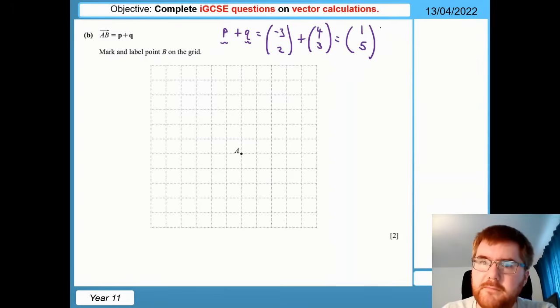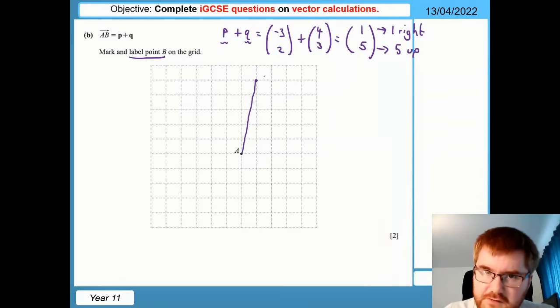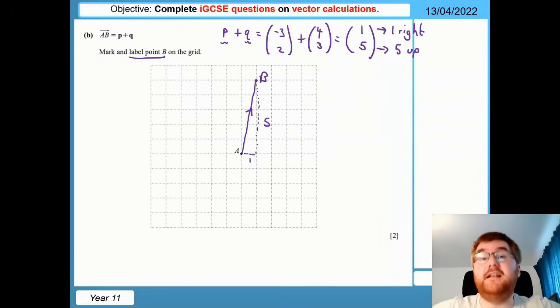Now in terms of drawing this, remember the top number tells us to go 1 right because it's positive. And the bottom number, because it's also positive, is 5 up. So we start at A, we go 1 to the right, and then go 1, 2, 3, 4, 5. And then we draw our arrow like so. Label point B on the grid. So notice, follow the instructions of the question. And then we pop in that vector. So this is going to be our vector AB. Again, you can even show the examiner that this is 1 to the right, and then 5 upwards, like so.